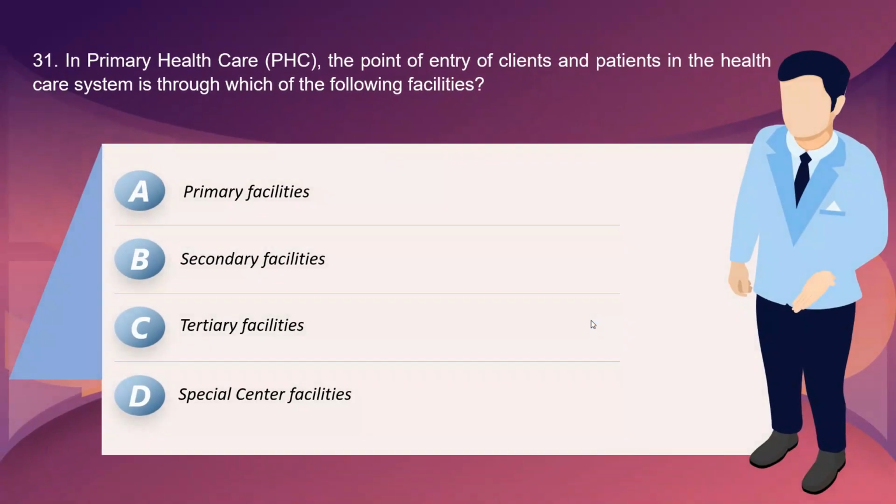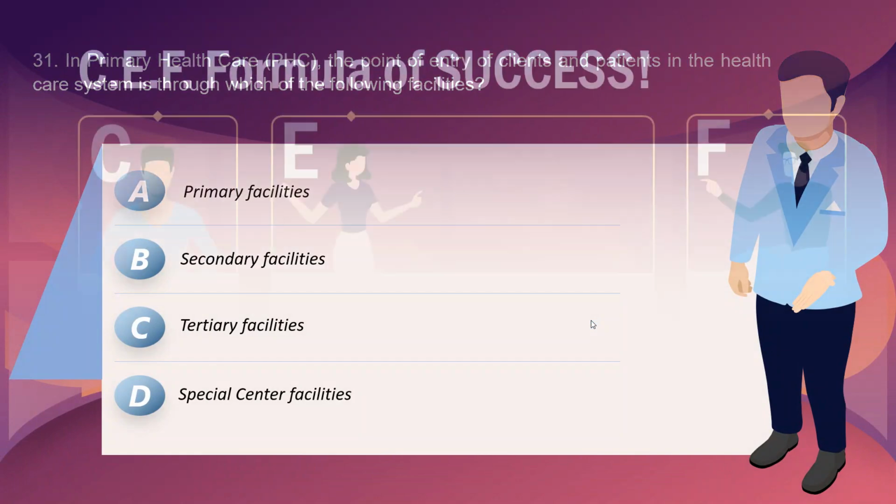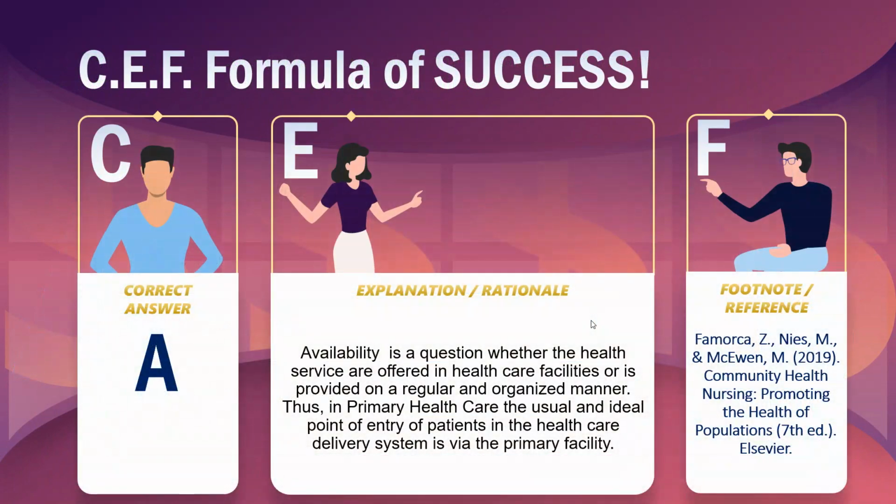31. In primary healthcare or PAGE, the point of entry of clients and patients in the healthcare system is through which of the following facilities: primary facilities, secondary facilities, tertiary facilities, or special center facilities. Of course, we know that the primary entry of the patient in our healthcare delivery system ideally should be in the primary facilities or our local barangay health stations. For 31, the answer here is letter A. So availability is a question of whether health services are offered in healthcare facilities or provided on a regular and organized manner.